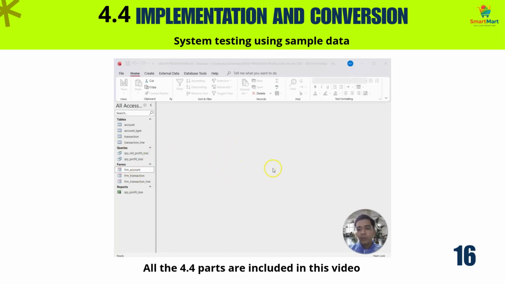This system was developed using Microsoft Access. Microsoft Access allows me to integrate tables, forms, queries, and reports into one system. The database is designed using a relational structure to ensure accuracy and consistency.